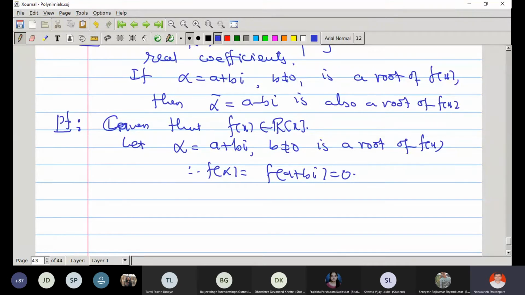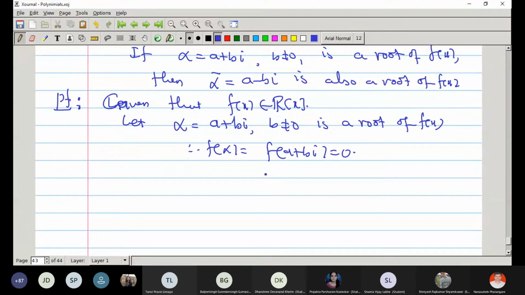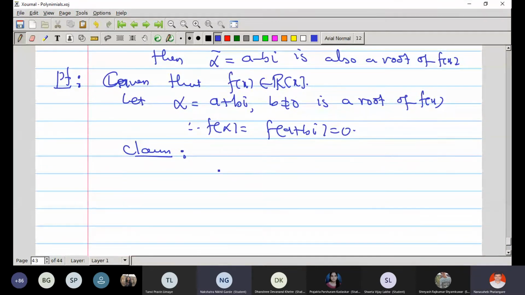What is our claim? The conjugate is also a root of f(x). F of alpha conjugate, that means f of a minus bi, is 0. This is our final claim, right? Okay, let us see how to achieve this.